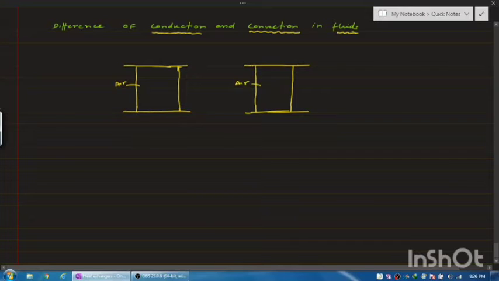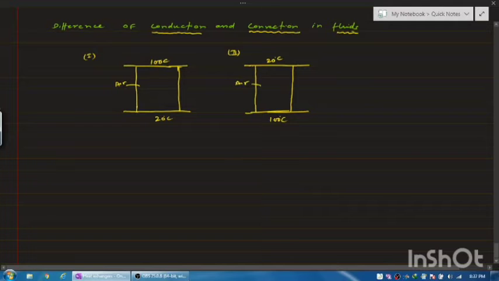But the difference is that in the first case, the upper surface temperature, suppose it is a plate at the top side of this container, and the temperature of the surface is 100 degrees Celsius, and the temperature of the lower surface of the container, which is close by this plate, is 20 degrees Celsius. And the situation is just opposite in case number 2. Here the upper side temperature is 20 degrees Celsius and the lower side temperature is 100 degrees Celsius.